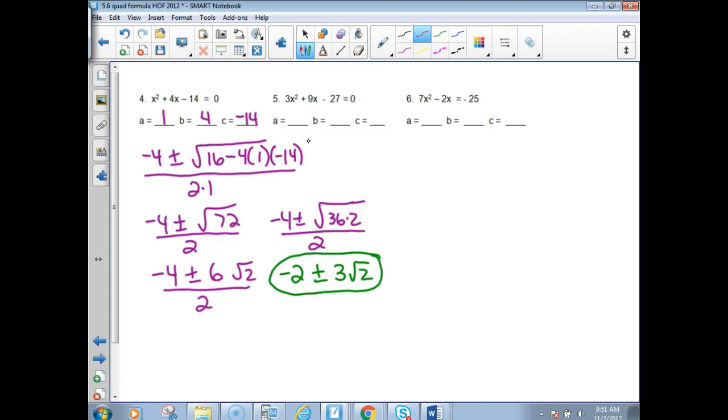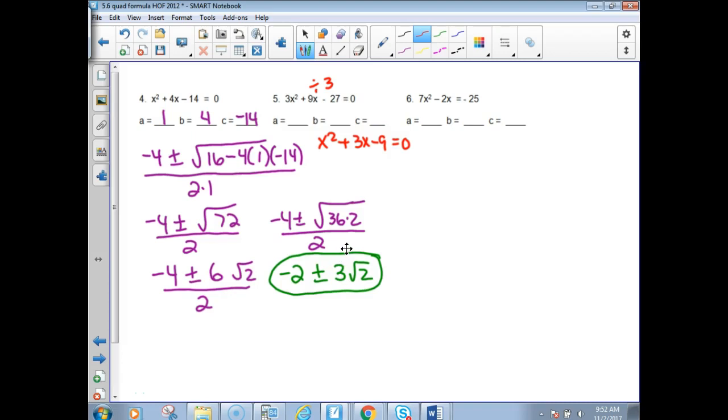Okay, are we ready for 5? I do need to wait a second. Please look at number 5 and think about what I've said to you over and over about factoring. What's the first step? Yep, you can divide everything by 3. So I'm going to divide that whole equation by 3 because it's going to reduce it down to x squared plus 3x minus 9 equals 0. You divided 0 by 3 also.